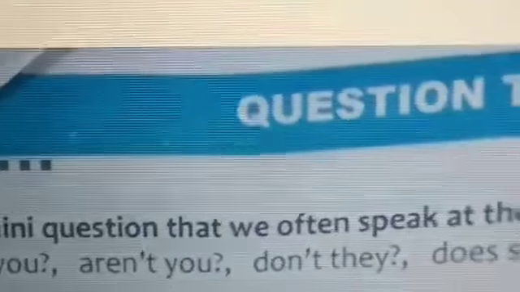What do you mean by question tags? A question tag is the shortest form of a question using the verb plus pronoun. Tags are mini questions that we often speak at the end of a sentence. Example: will you, aren't you, don't they, does she.